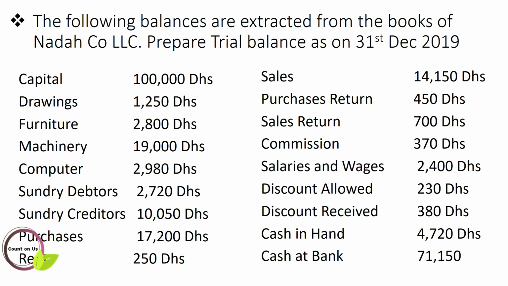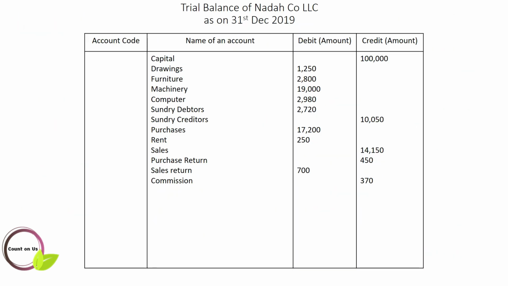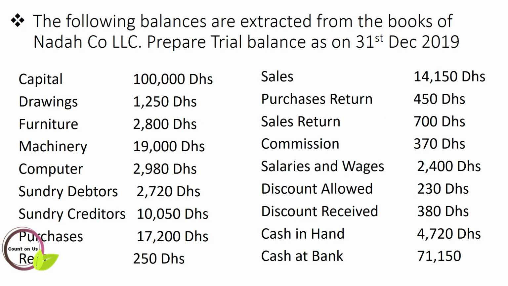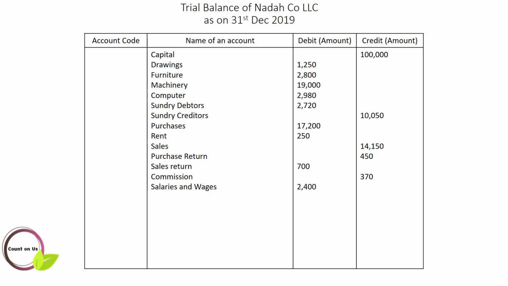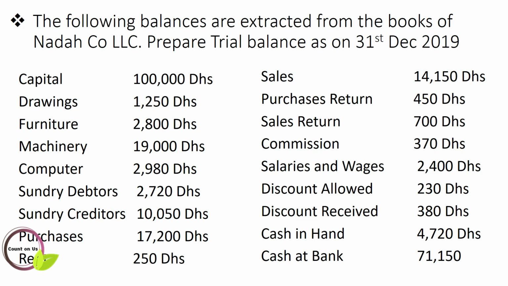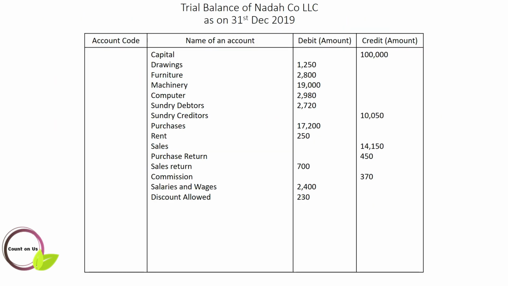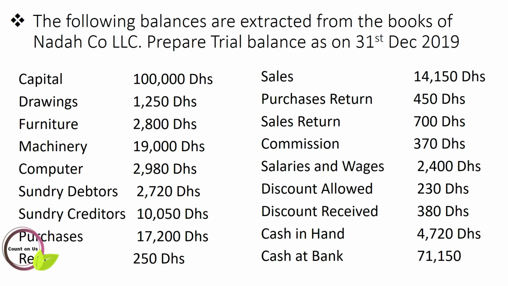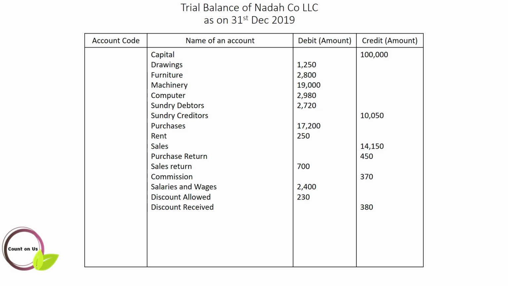Commission, 370 dirhams. Here nothing is mentioned as commission received or commission paid, so we can assume commission received. Commission received is an income and it should be credited. Record commission on the credit side of the trial balance. Salaries and wages, 2,400 dirhams. Salaries and wages are expenses and are to be debited. In the trial balance it will show like this. Discount allowed, 230 dirhams. Discount allowed to customers is a kind of loss, so it should be debited. Record discount allowed on the debit side. Discount received, 380 dirhams. It is a kind of gain, so it should be credited. Record discount received on the credit side of the trial balance.